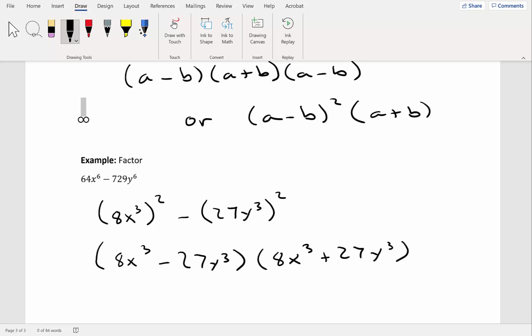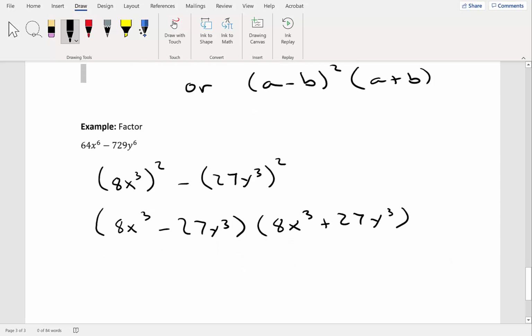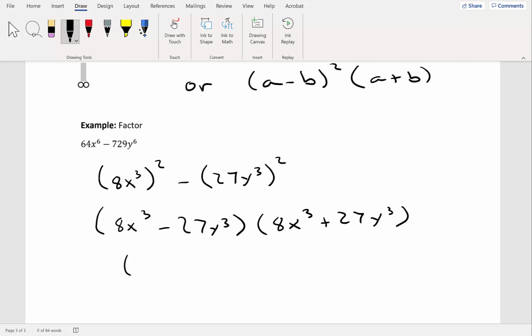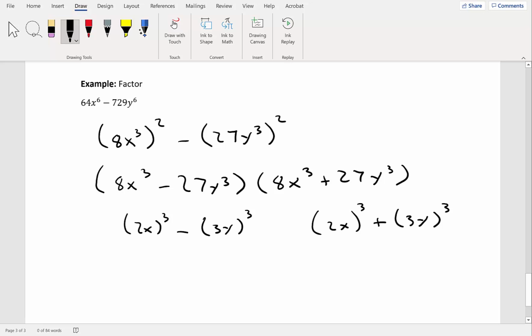So let's take a look at what's left over. Now, each one of these binomials, so the first one, this is a difference of 2 cubes. So I can rewrite this as 2x raised to the third power minus 3y raised to the third power. So it has the form of a difference of 2 cubes, and the other one has the form of a sum of 2 cubes. So each one of these can be factored out even further. So now we have to use the difference of 2 cubes formula, and then the sum of 2 cubes formula.